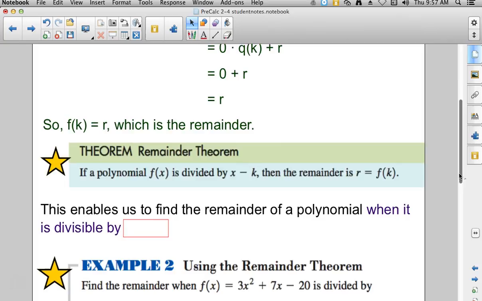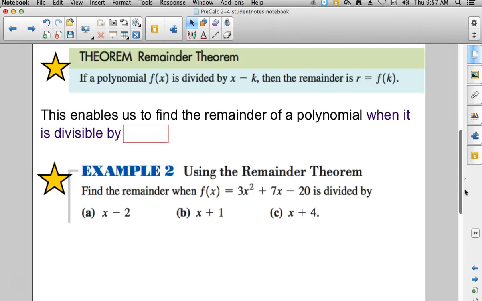If a polynomial f of x is divisible by x minus k, what you're going to get is your remainder when you get done with it. That's exactly what we've been doing. We're trying to see if we put this factor in, what are we going to get? And what's our remainder? So we're actually getting both pieces. This enables us to find the remainder of a polynomial when it is divisible by x minus k. It just makes it a little easier as we go through.